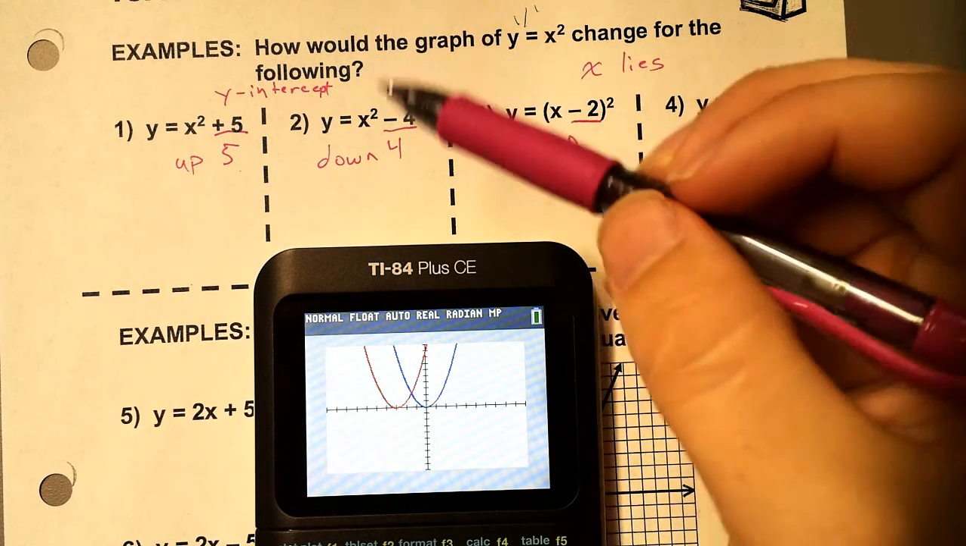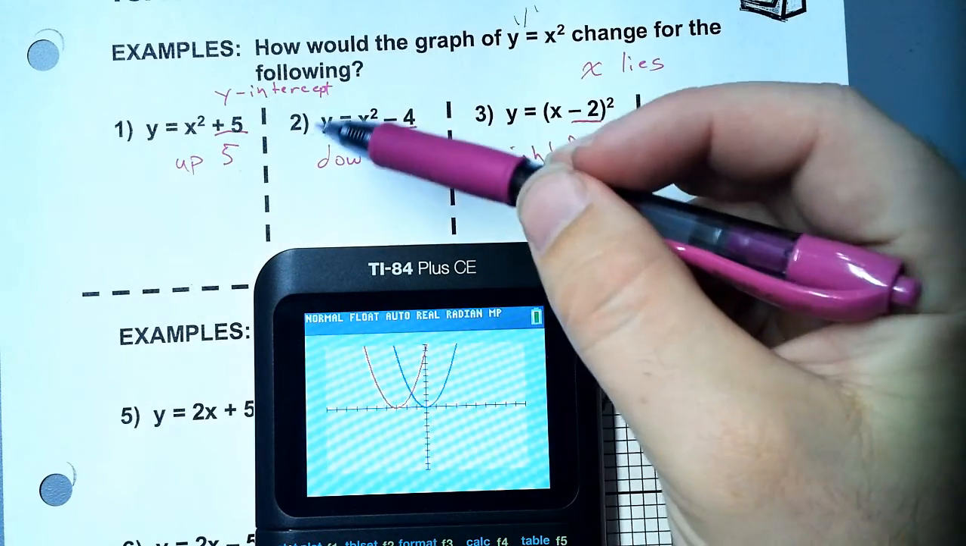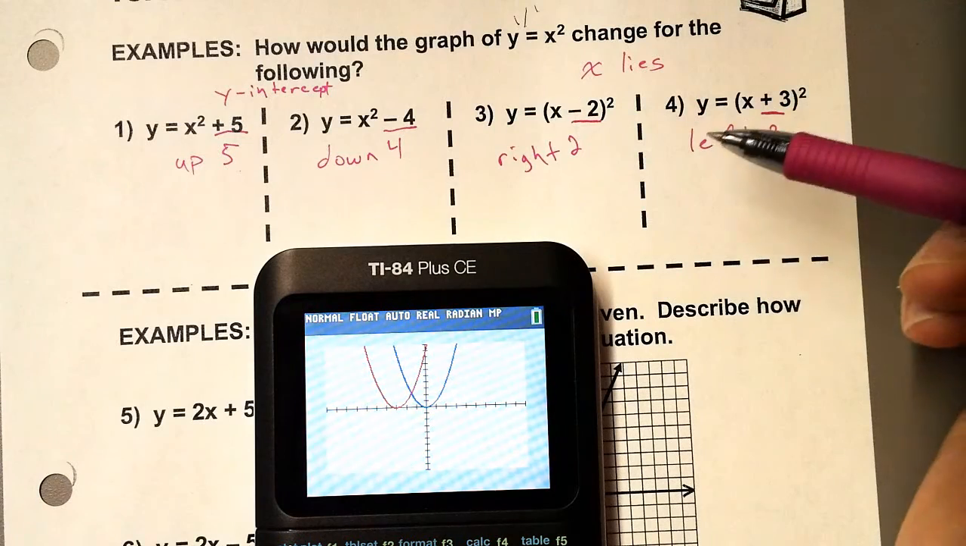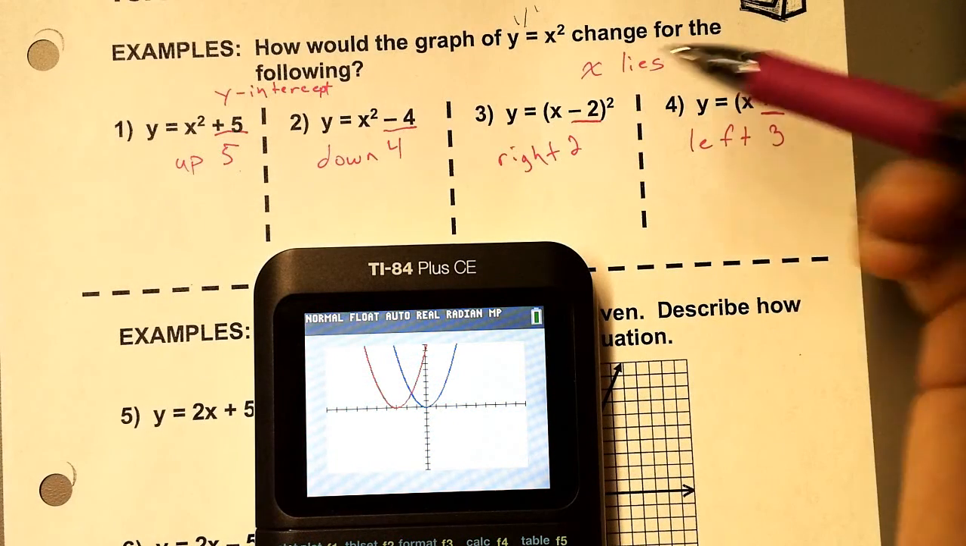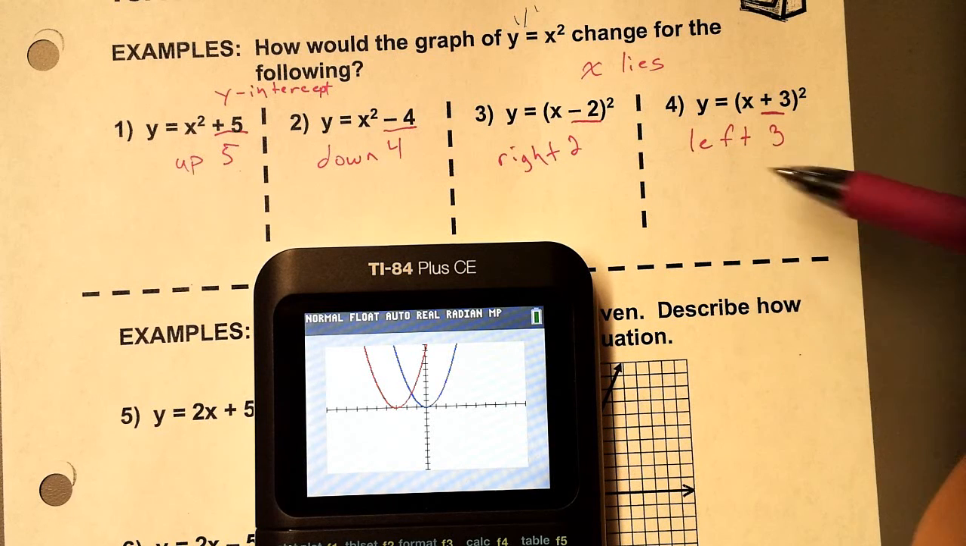So if something is adjusting with just a plus or minus, it's just going to adjust your y's. If it's in the parentheses and it's adjusting your x, remember your x lies. So instead of going to the left for minus, we're going to go to the right. Instead of going to the right for plus, we're going to go to the left.